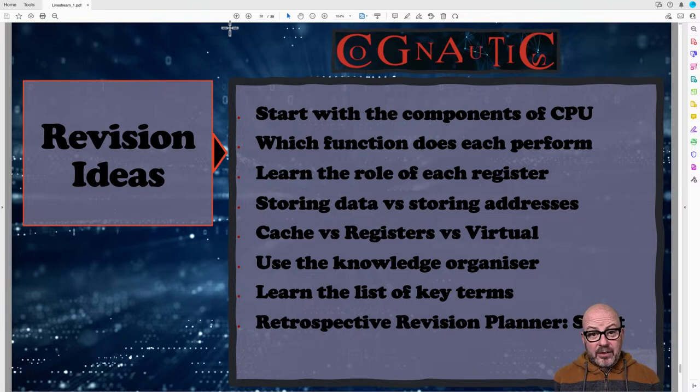Use the knowledge organizer that I've sent through to you. Learn those key terms, and that retrospective revision planner, I'm struggling with my words now, the Excel spreadsheet, that is what you need to do.